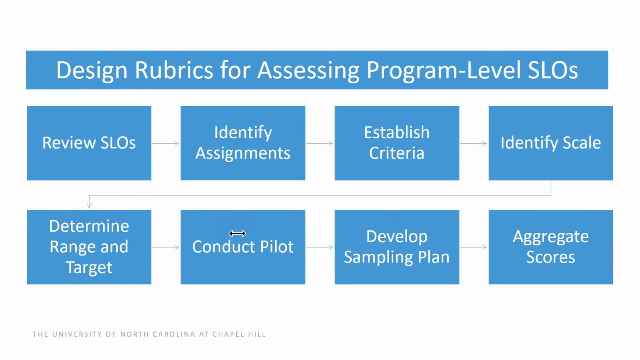The fourth step is identifying the scale. In addition to the criteria, the scale needs to be identified. And as we discussed earlier, different types of rubrics involve different types of scales and can provide different levels of information.